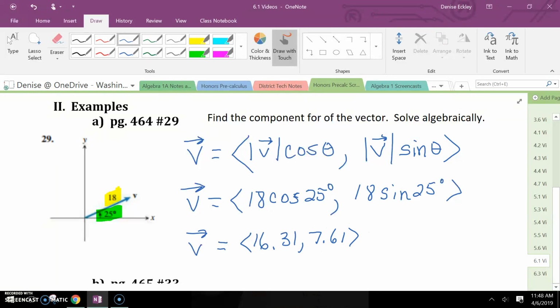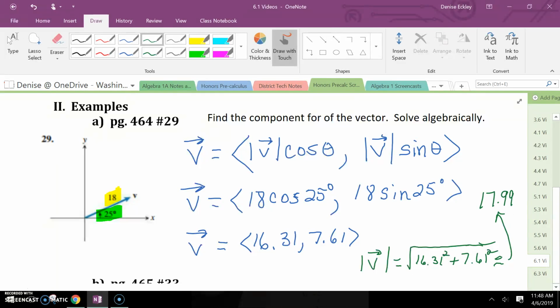7.61. So if I wanted to check my answer, what I can do is use these numbers to find the magnitude of V based on those two numbers. And when I do that, if I square 16.31 and add that to 7.61 squared, and then take the square root of that, it comes out to be, let me put that up here, 17.99 plus more decimals. So it's pretty accurate. So I'm happy with my approximation.